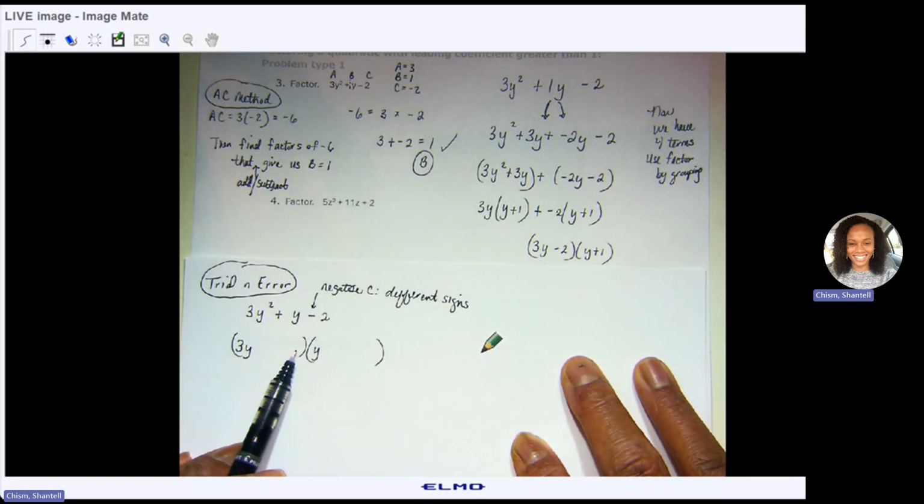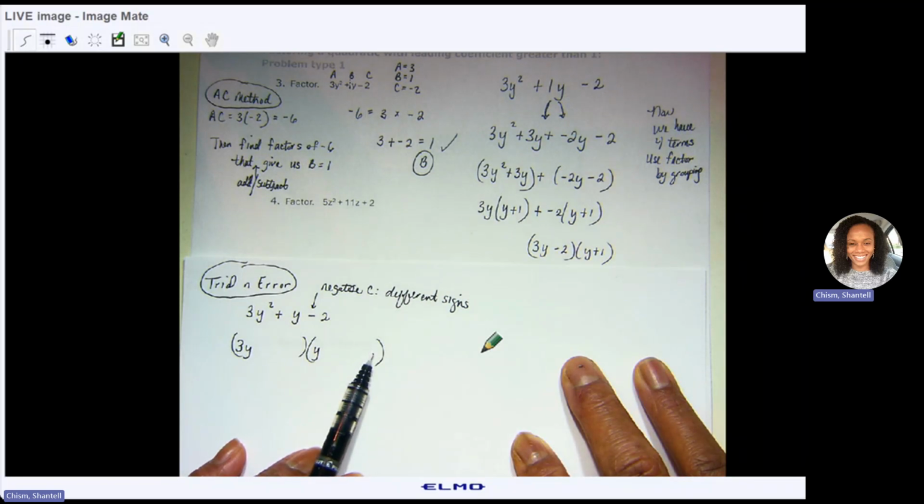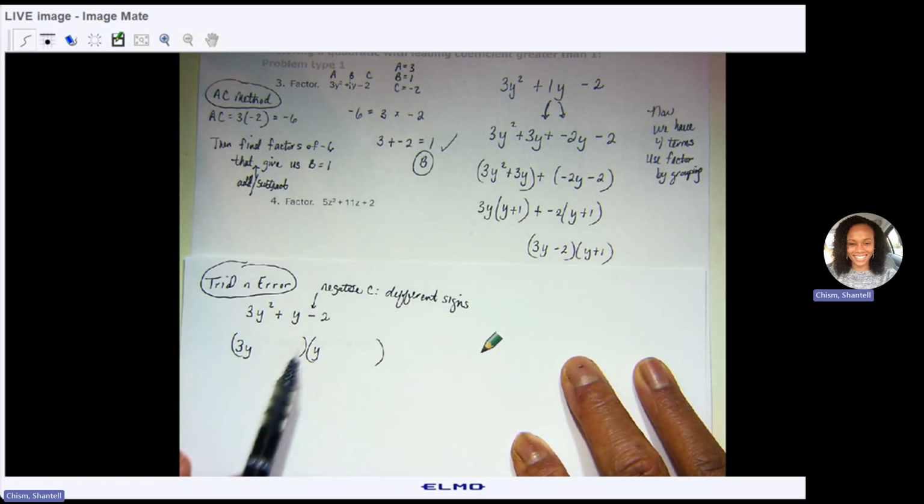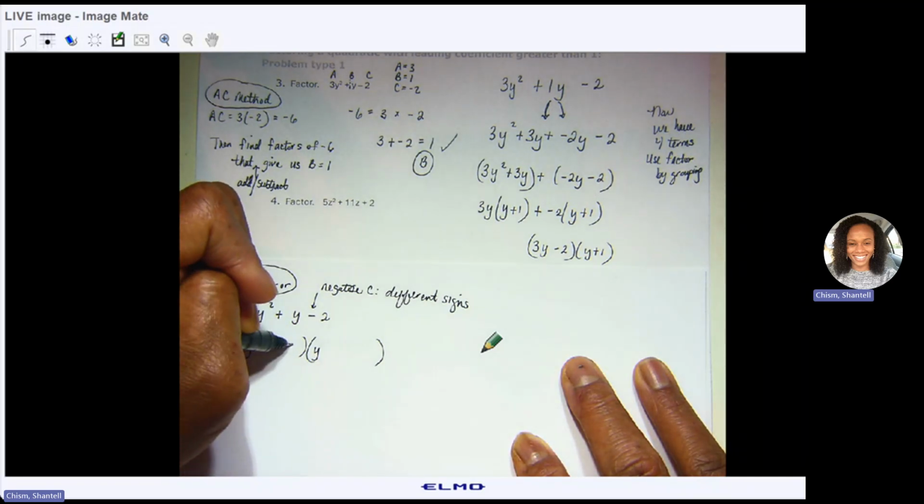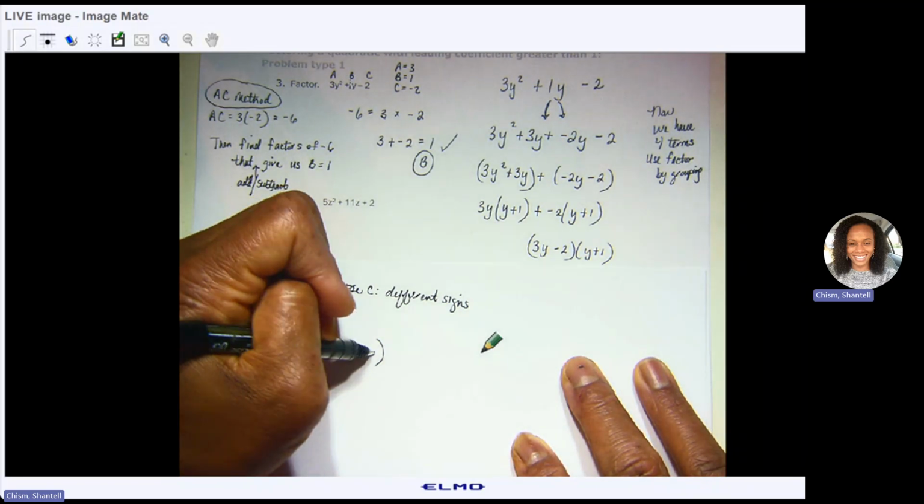If I was to put the 1 here, that would be 1y, and that would make this 6y, because I would have the 2 here, and 3 times 2 would make that 6. That's going to be way more than 1. Okay, that won't subtract to give me 1. So instead, I'm going to try putting the 2 here and put the 1 here.